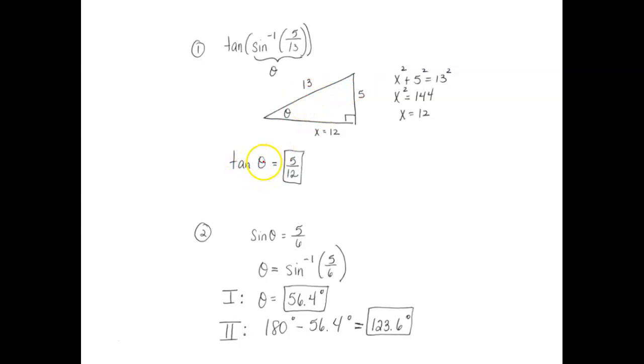Then I find the tangent of theta. So tangent is opposite over adjacent. The opposite is 5 and the adjacent is 12. And so that's going to be the value for tangent of theta.